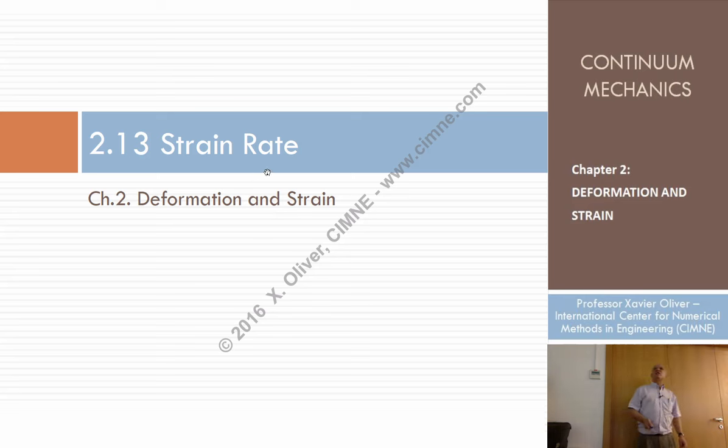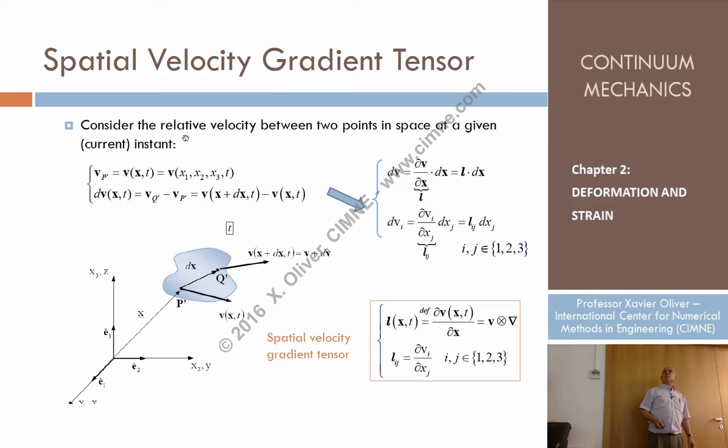Now we are moving not to the strain, but to the rate of strain, the change per unit of time of the strain. So in other words, now we're talking about velocities, not about displacements, not about motion, about velocities. Velocity is important because in fluid mechanics, the basic unknown is the velocity.